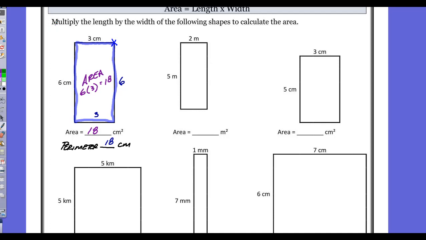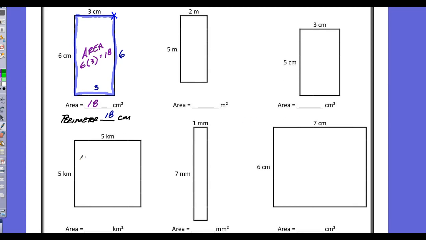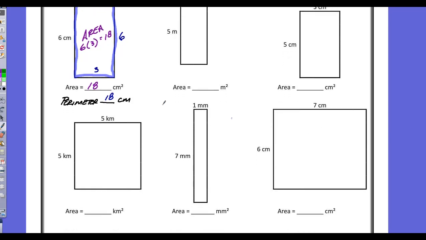Let's do one more. Go ahead and do this one with the rectangle that's 5 meters. Actually, do the one below. Let's do this one. 5 kilometers by 5 kilometers. Find the area and the perimeter.